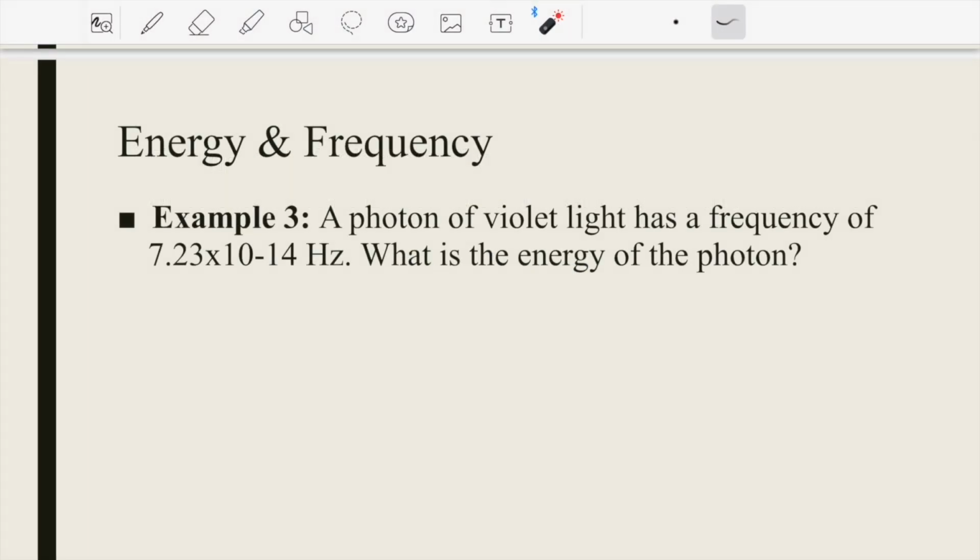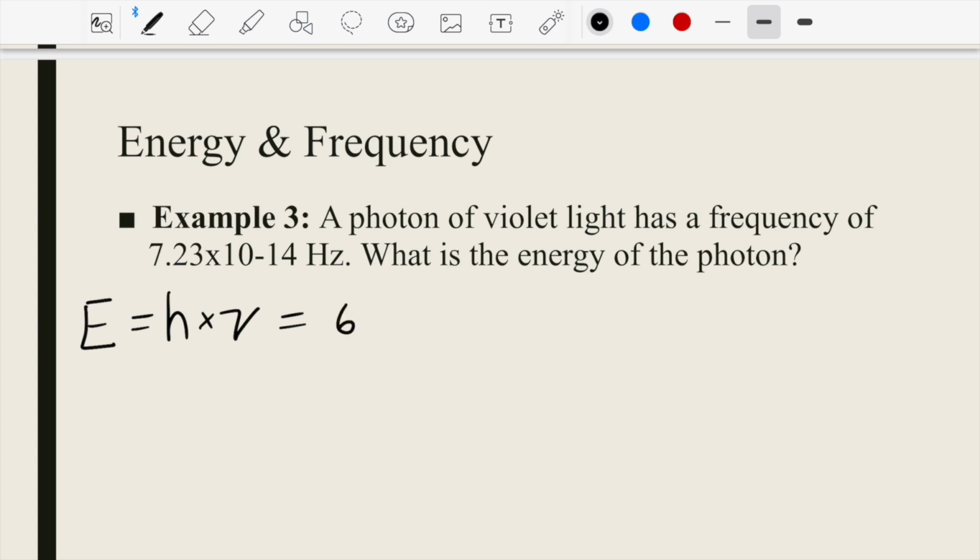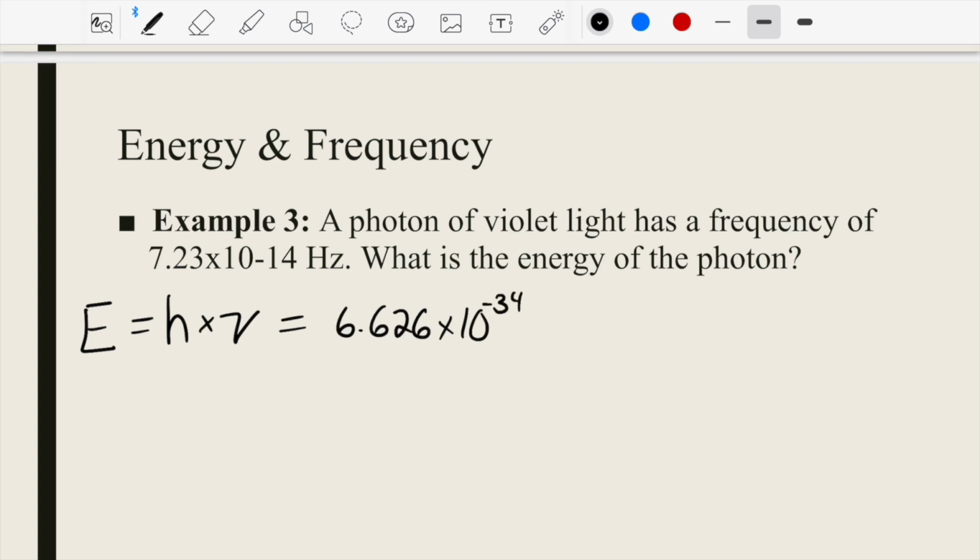This example says a photon of violet light has a frequency of 7.23 times 10 to the 14th hertz. What is the energy of the photon? Well, our equation for energy is equal to Planck's constant times frequency. So Planck's constant is 6.626 times 10 to the negative 34th joule seconds.